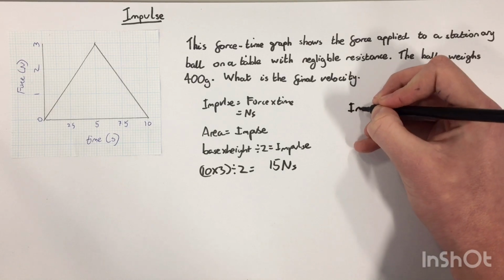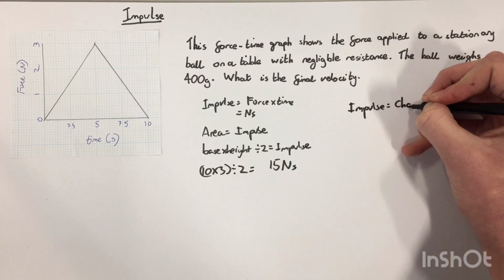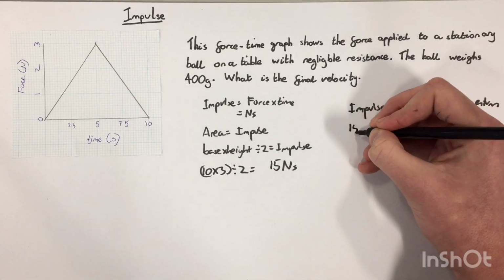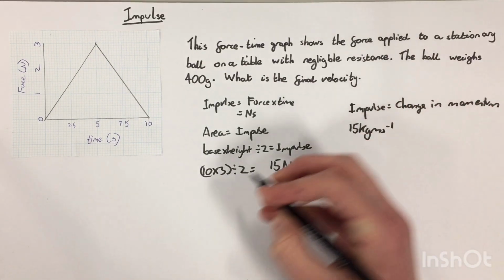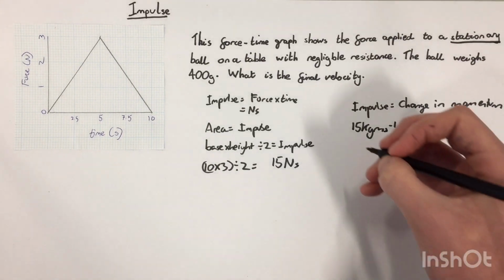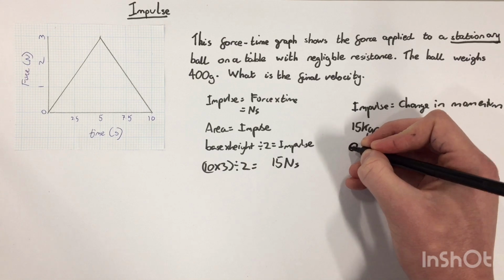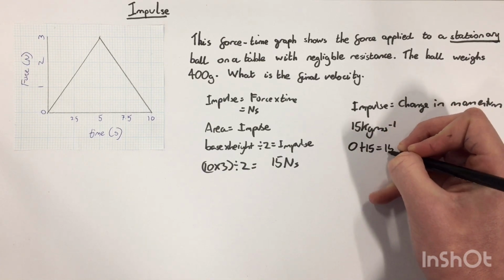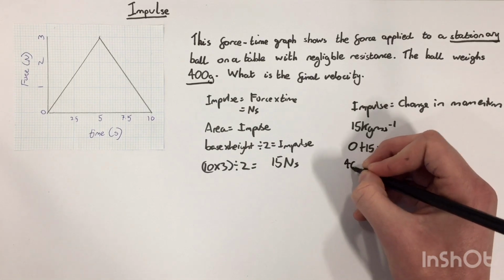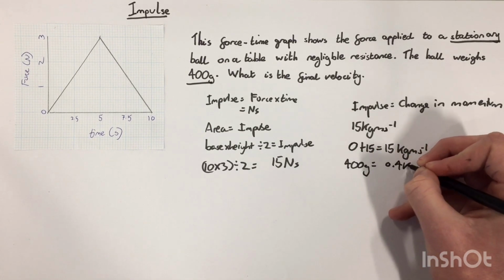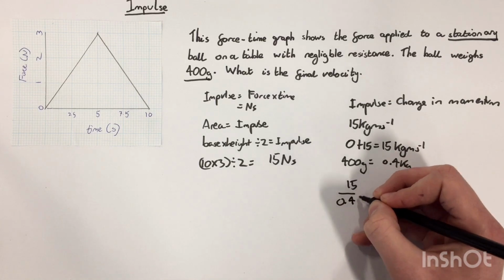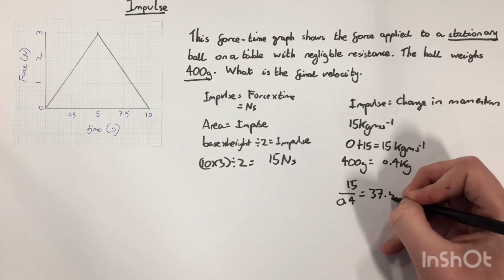We also know that the impulse is equal to the change in momentum. So we know that it's 15 kilogram meters per second between the start and the finish. And because we have a stationary ball at the start, we know that the initial momentum is going to be 0. So 0 plus the 15 that we've just worked out gives us 15 at the end. We also know that a 400 gram ball, or because we need to use kilograms, 0.4 kilogram ball, and we need to work out the speed. So 15 divided by 0.4 will give us that speed, which is 37.5.